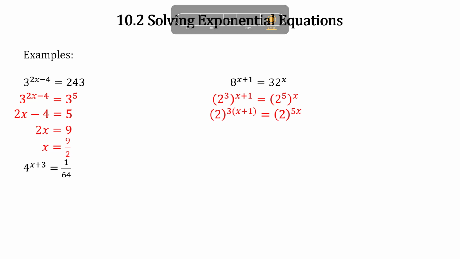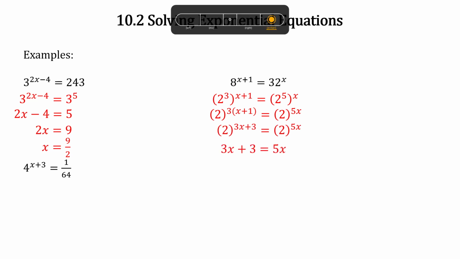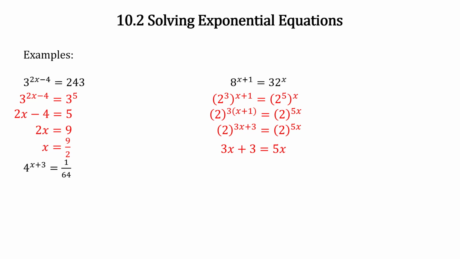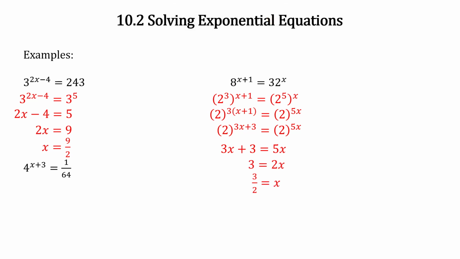So do your distribution. And 2 to the 3x plus 3 equals 2 to the 5x. So 3x plus 3 equals 5x. I'm going to subtract 3x and then divide by 2. So x is 3 over 2.